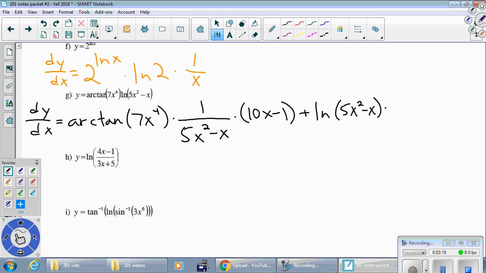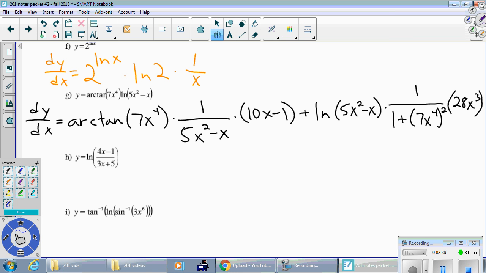Arctan is synonymous with inverse tan, so this is the 1 over 1 plus x squared rule, but it's really 1 over 1 plus the stuff squared, times the derivative of the stuff in the parentheses. Derivative of 7x to the 4 is 28x to the 3. Note that we're not taking the derivative of 7x to the 4th squared. We're only taking the derivative of the original stuff, which was 7x to the 4th.